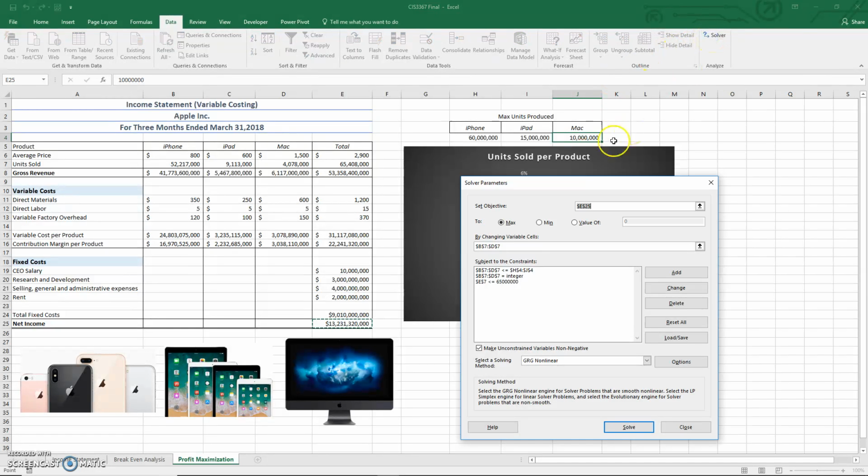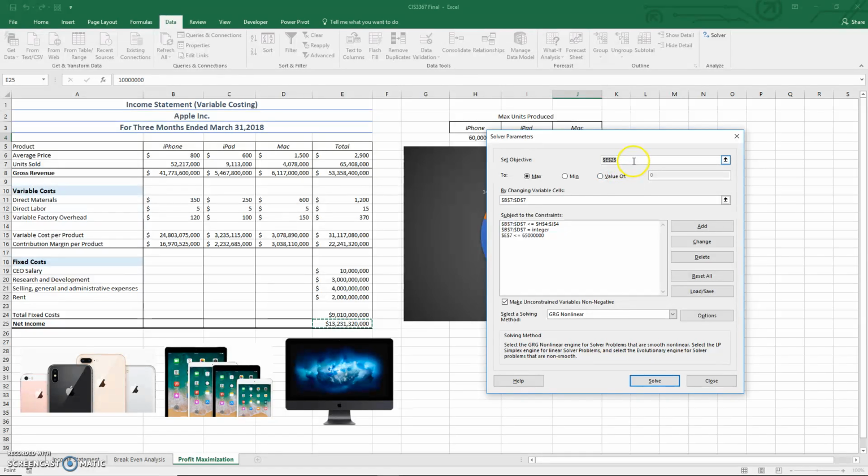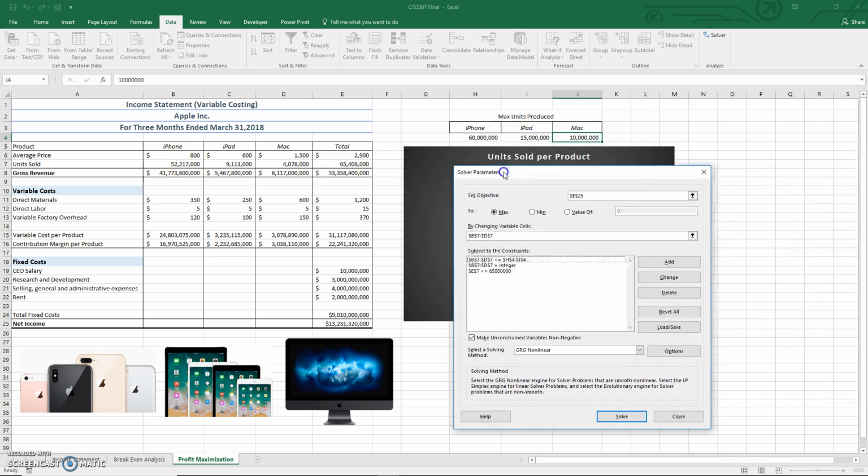So we're going back to Solver, and as you can see, I've already set the objective for E25 net income to maximum, and changing cells B7 to D7, the units sold. And the constraints I have hit here is that I've compared the units sold here, B8 to D8, less than or equal to the max units produced, H4 to J4. And just like previously, B7 to D7 should be integers. And to make things a little bit more interesting, the total number of production cannot exceed 65 million products.